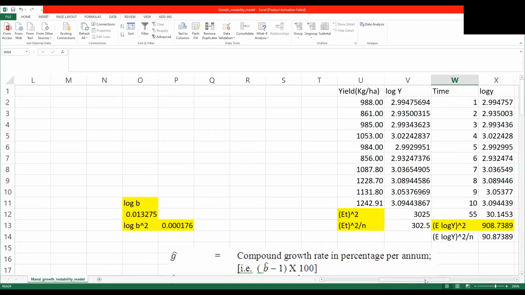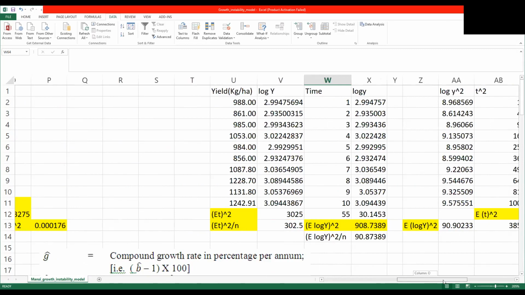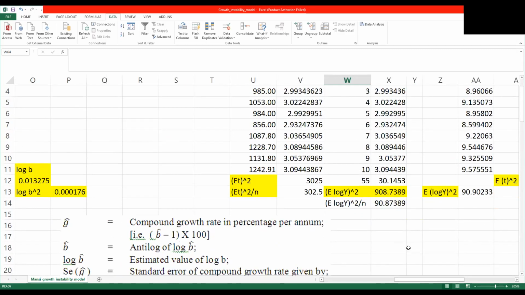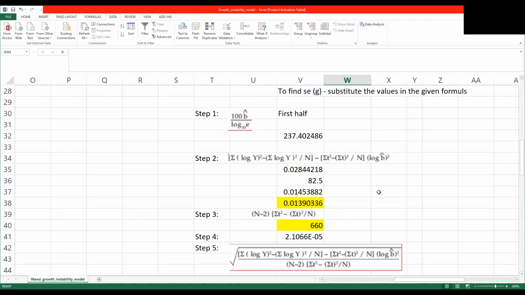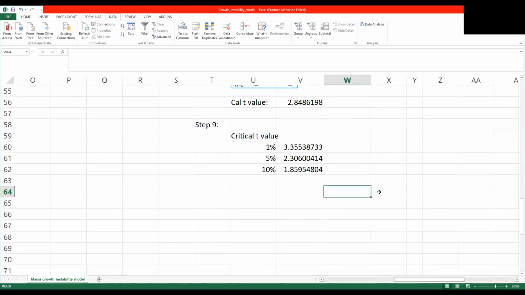So you try to do this. Try to use the formula even in your thesis. When you do it, take the growth rate by using log base 10, and then you can use all these formulas, with which we'll be able to estimate not only the growth rate properly, but also the significance of the growth rate. So in this way, you will be able to do it.